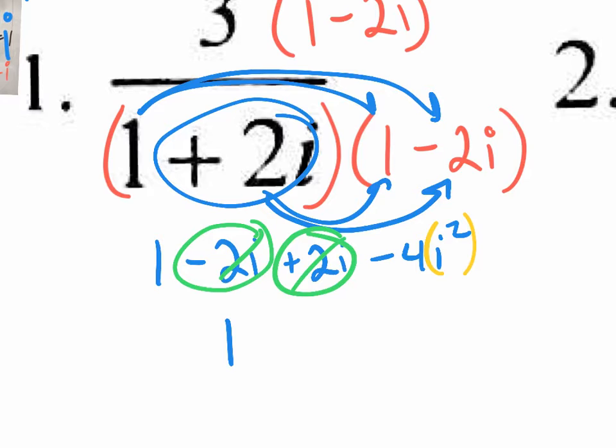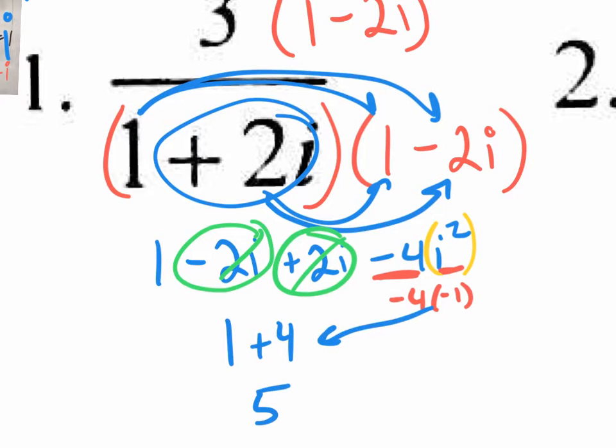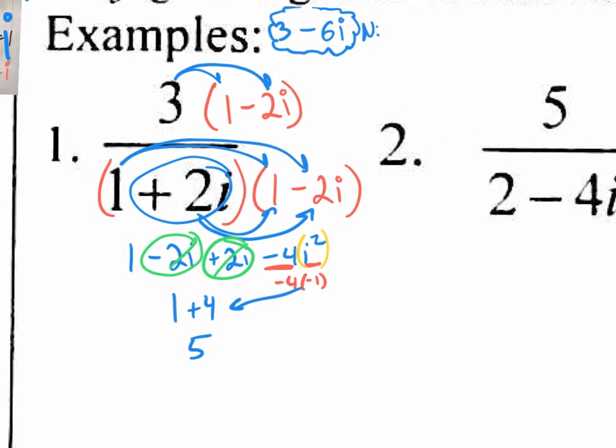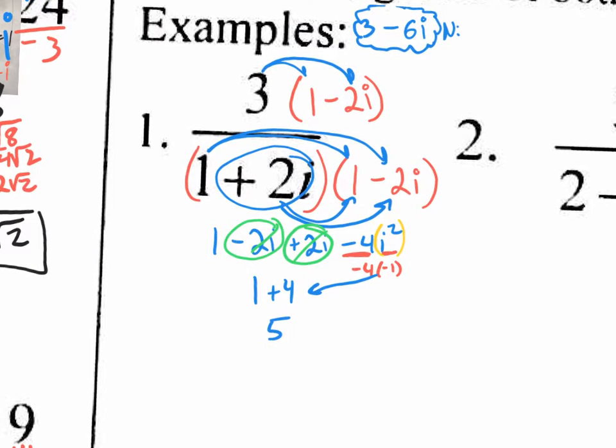So I really have the 1 that's out in front. And what do I end up with back here? I have a negative 4 times a negative 1. What's negative 4 times negative 1? That's actually positive 4, right? So on the bottom, what do I really have? 5. So let's rewrite our fraction now. We have 3 minus 6i up on top over 5.